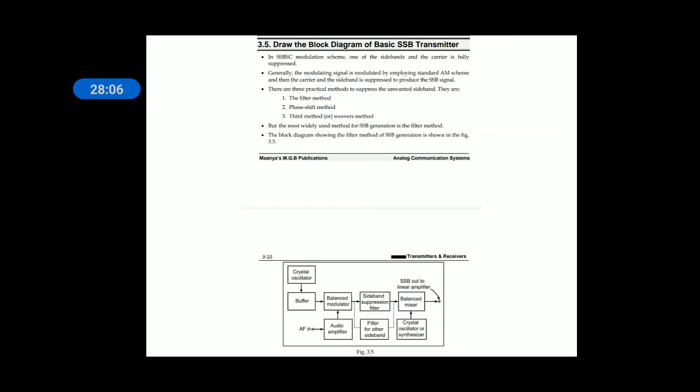This is SSB transmitter. SSB transmitter is very simple. In SSB transmitter, we generate double sideband suppressed carrier. From that, we will eliminate one of the sidebands. For double sideband suppressed carrier generation, a balanced modulator is used.